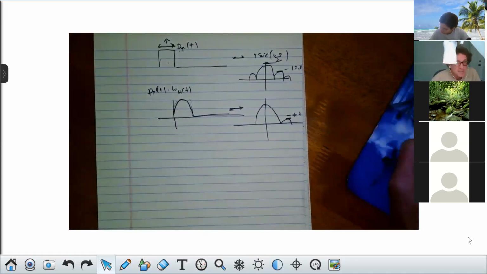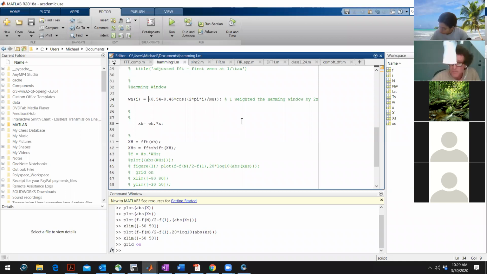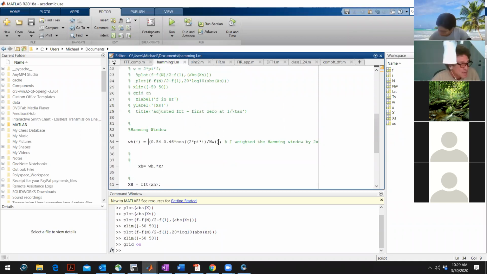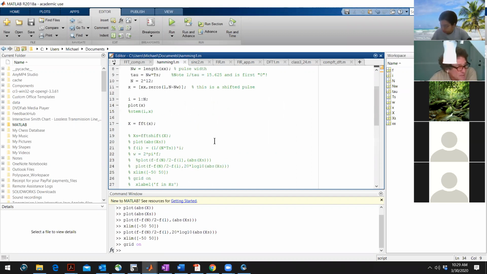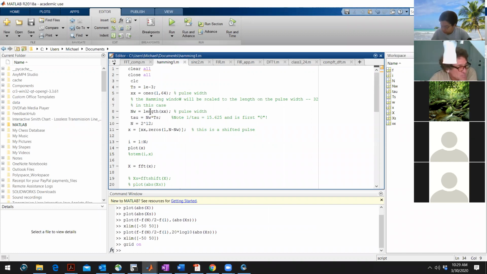Now, follow me on this. I've got this laid out for you right here. So a Hamming window is given by 0.54 minus 0.46 times the cosine of 2 pi i. Remember the two pi's in there in this one. And it's divided by N_H. Now, N_H is important because N_H up here is just the pulse length in terms of samples, it would be 64. It would not have the T_s multiplying. Does everybody follow me on that? Okay. If we're doing digital signal processing, we remove T_s from that.